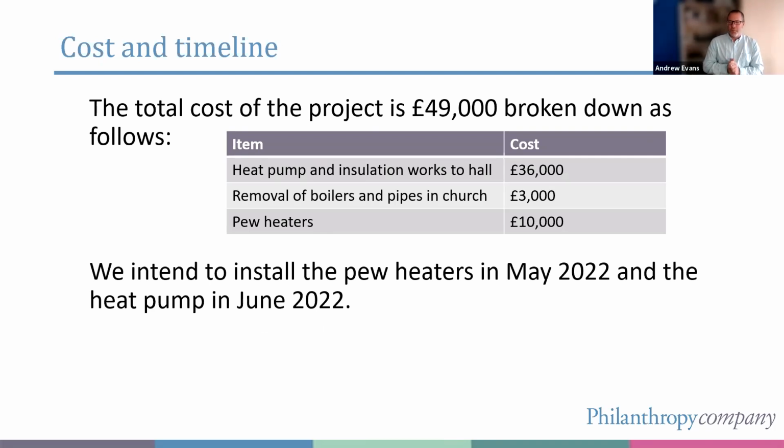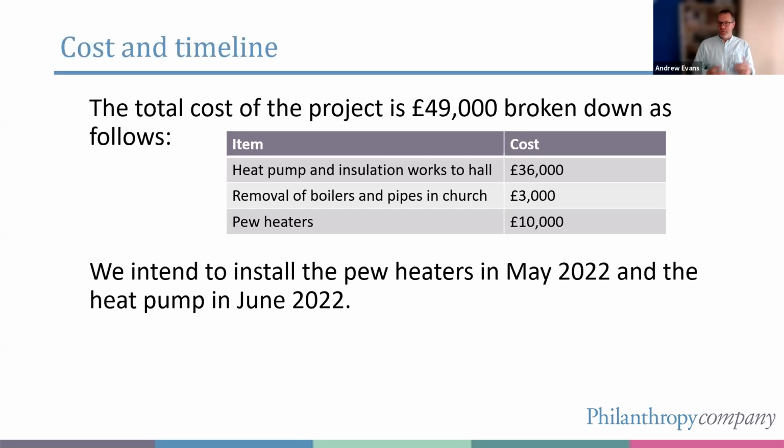We know what the costs are from our St Mary's illustration. So the heat pump and installation works at £36,000. The boilers removal and pipes is £3,000. The pew heaters are £10,000. My math says that costs £49,000. So you've worked out the cost of the project and you set that out in your case for support.